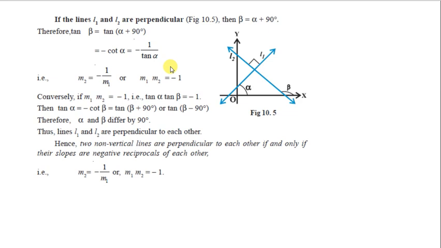If the two lines are perpendicular, then the product of their slopes is minus 1. That's all for today.